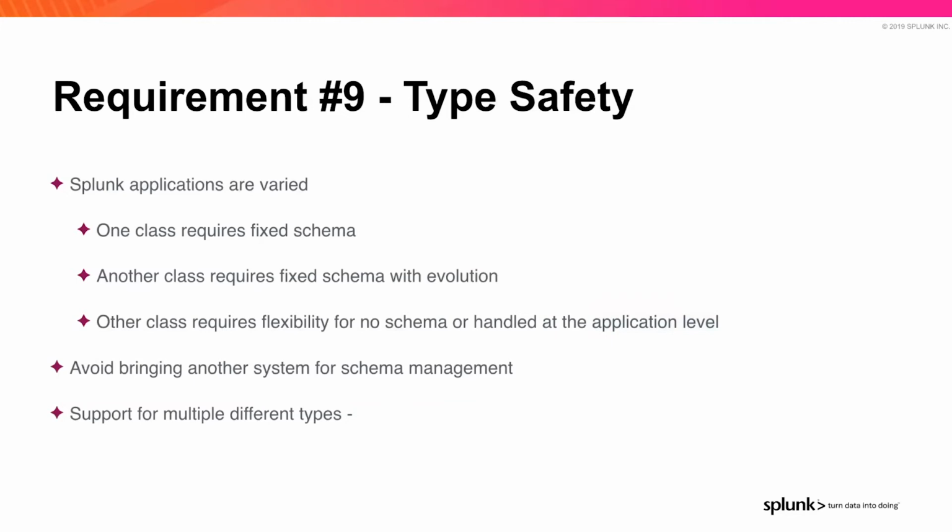So type safety. Streaming applications are varied. One class requires fixed schema. The other class requires fixed schema with evolution in mind. And then the third class requires flexibility for no schema, or handling at the application level.